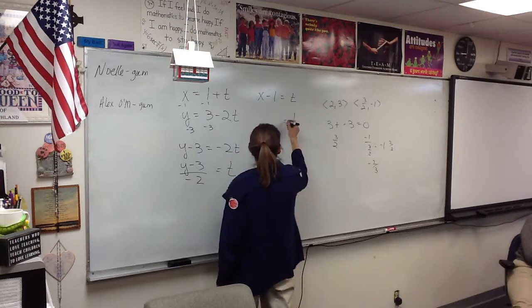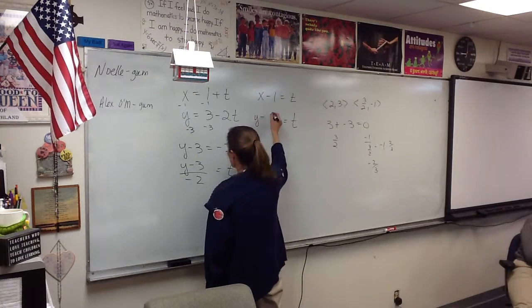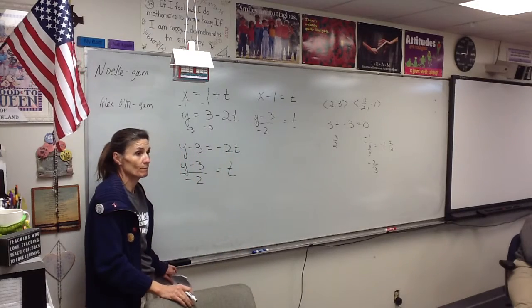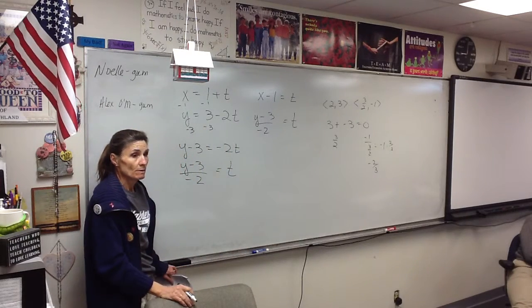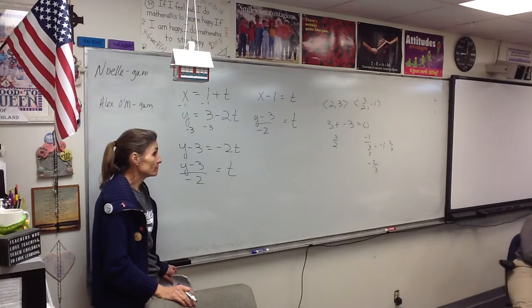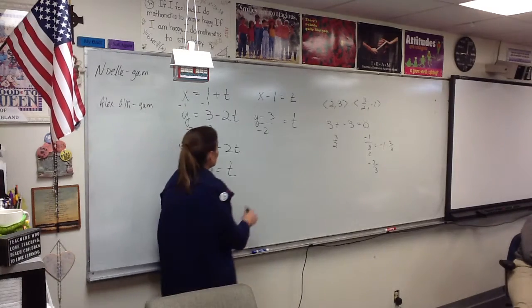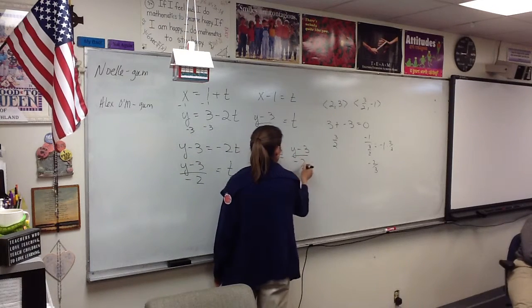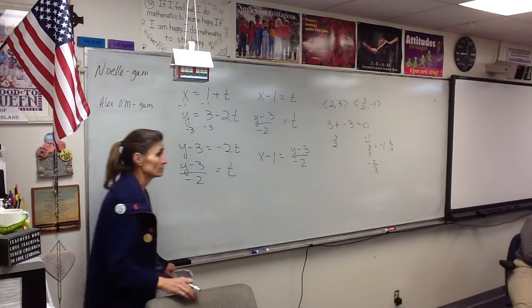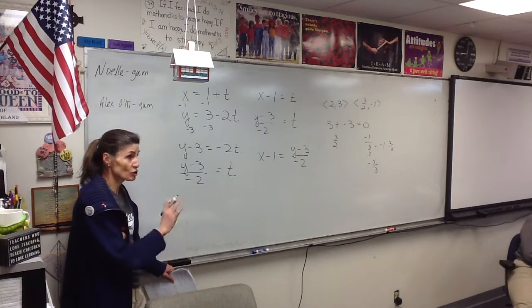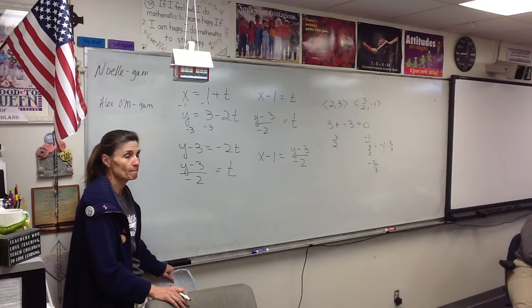Now, what was my purpose of getting both of these equal to t? What can I do now? You can do whatever you want. Now I can set them equal to each other. So x minus 1 equals y minus 3 over negative 2. Now there are other ways to do this, so you may have a different thought, and that's okay. This is just one way that will work every time.